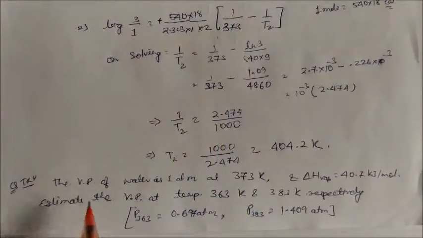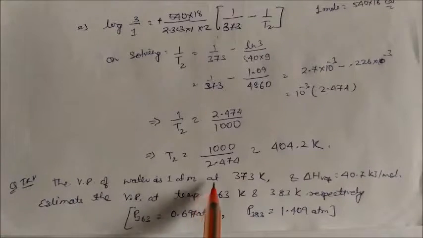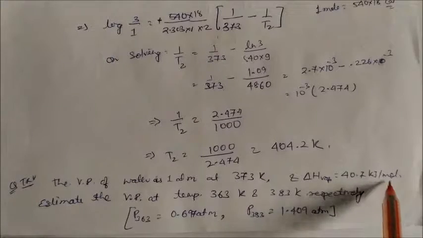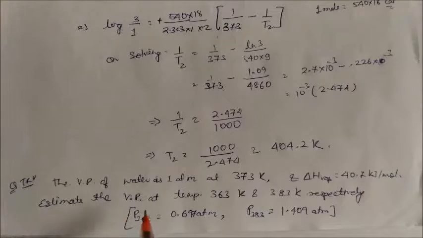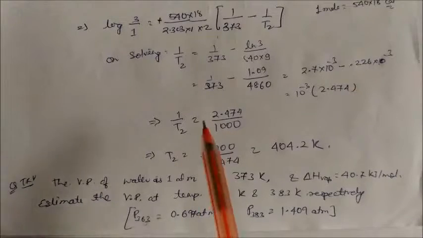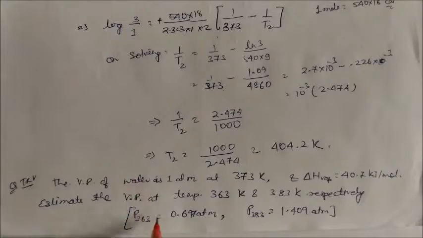This question you try yourself. The vapor pressure of water is 1 atmosphere at 373 Kelvin and the heat of evaporation is 40.7 kJ per mole. Estimate the vapor pressure at temperatures 363 Kelvin and 383 Kelvin respectively. You will get the answer: at 363 the pressure will be 0.697 atmosphere, and at 383 the pressure will be 1.409 atmosphere. So just try this question, and with the help of the Clapeyron equation you will get these values.